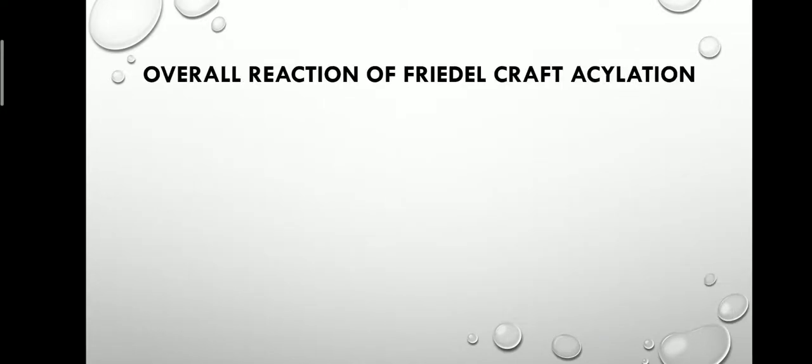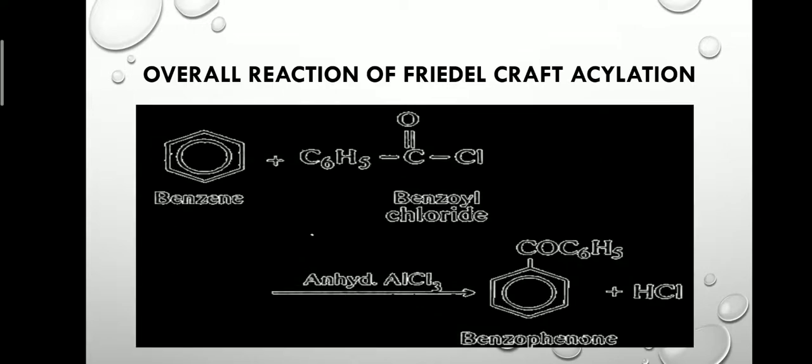Okay. So the overall reaction of Friedel-Crafts acylation is, look at here. So the benzene aromatic ring reacts with benzoyl chloride in the presence of anhydrous aluminum chloride and forms benzophenone. So here the acyl group COC6H5 is substituted in the ring. So benzophenone is formed. So this is the overall reaction of Friedel-Crafts acylation.